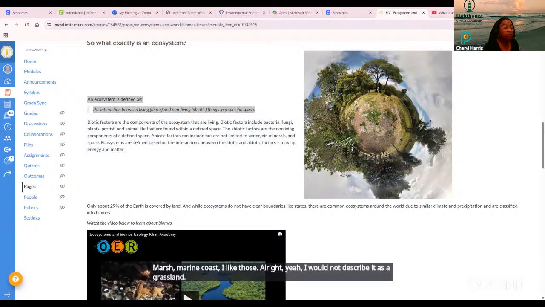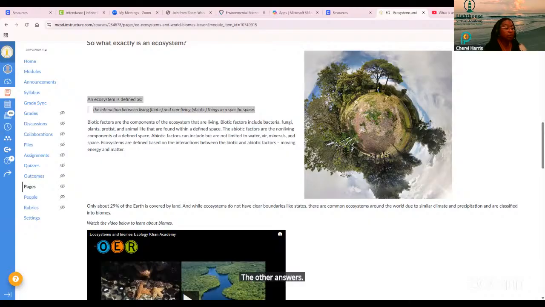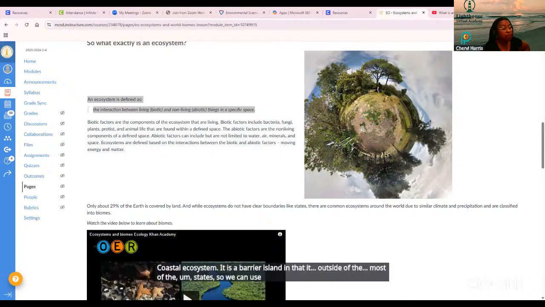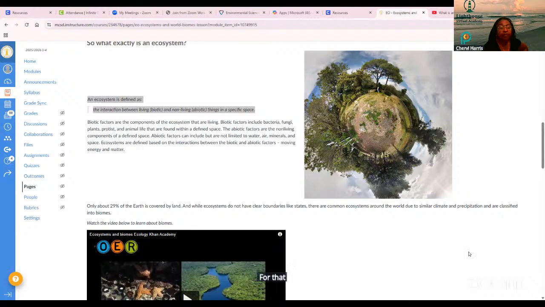The other answers, all of those can be good. So it is definitely a coastal ecosystem, and it's an aquatic coastal ecosystem. It is a barrier island in that it is on the outside of most of the states, so we can use those descriptions for that type of ecosystem.